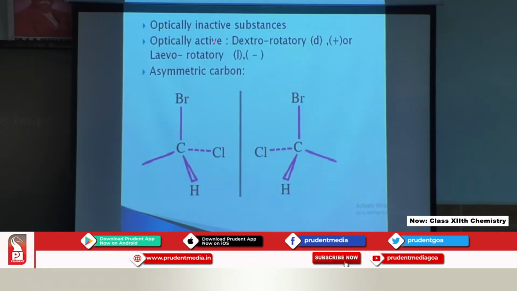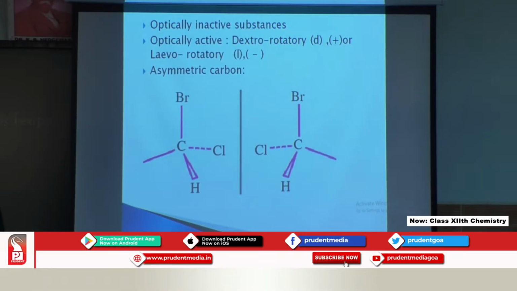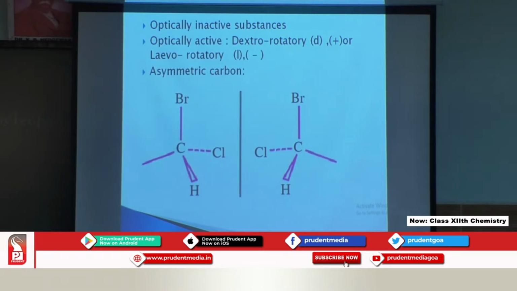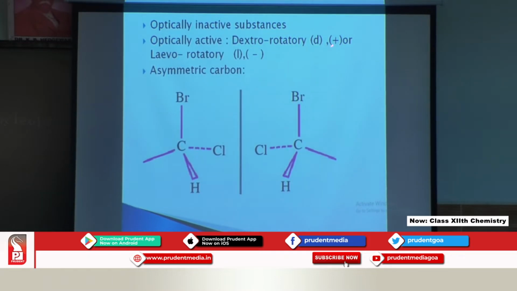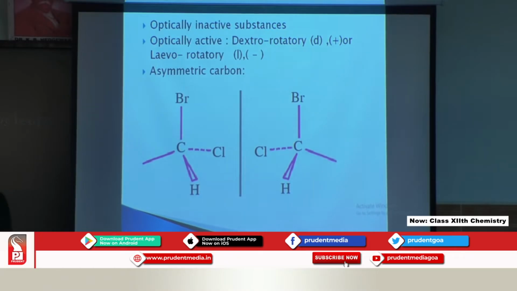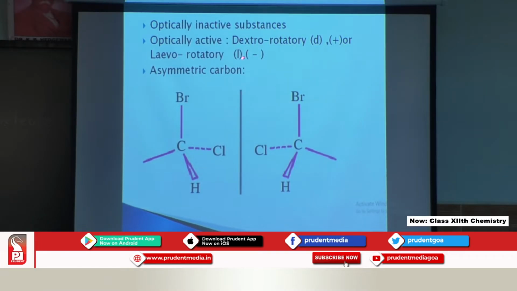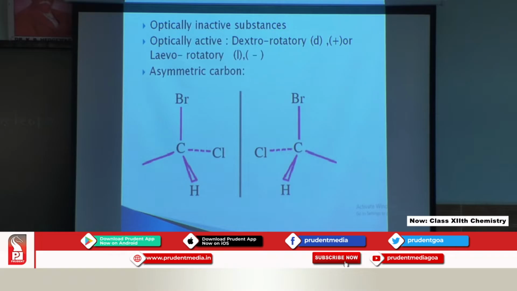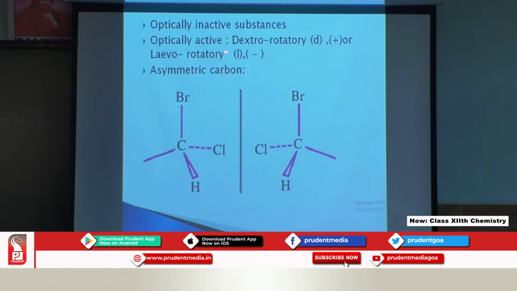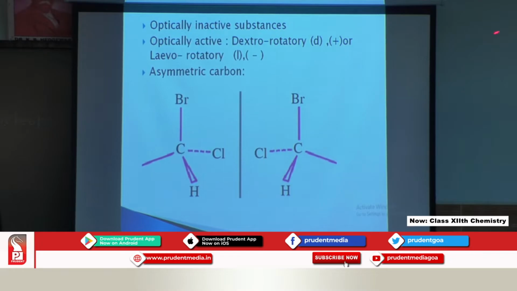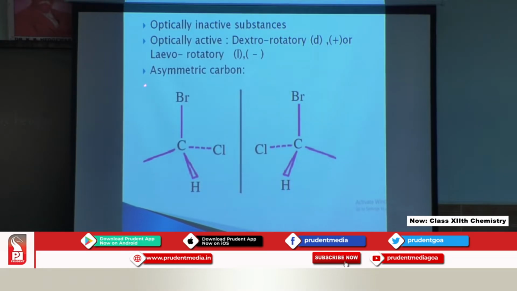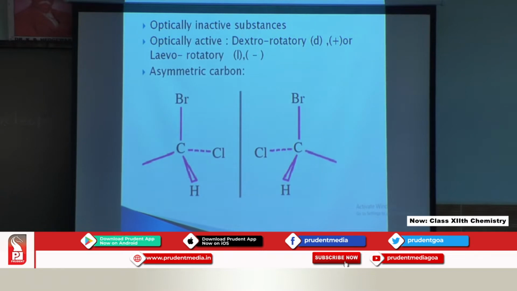Now, for an optically active compound, if the light rotates towards the right hand side, it is known as dextrorotatory and it is denoted by small d or a plus sign, a positive sign put before the degree of rotation. If the light rotates towards the left hand side, it is known as levorotatory and it is denoted by small l or a negative sign. Dextrorotatory is a Greek word. Dexter means towards the right hand side and laevus means towards the left hand side.